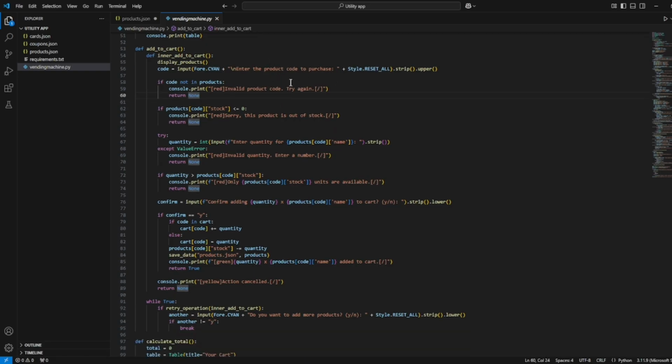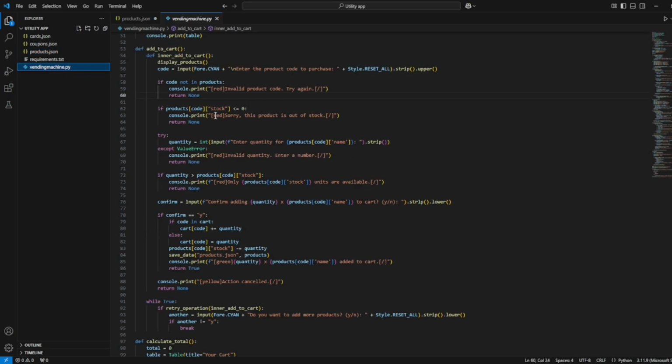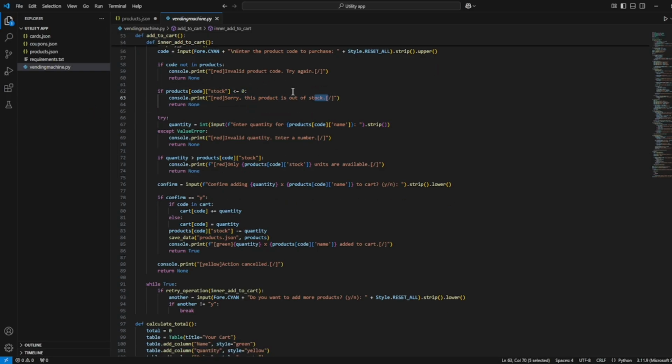And if he does put the right code, and as you know that it is updatable, now here there's a stock of 20, like in my stock there are 20 Kit Kats. But after a lot of time, everyone got Kit Kat and I don't have any Kit Kat left. So if the stock was 20 but comes to 0, then it will show that sorry, the product is out of stock. And if it is in stock, then we have to enter the quantity, like how many you want.